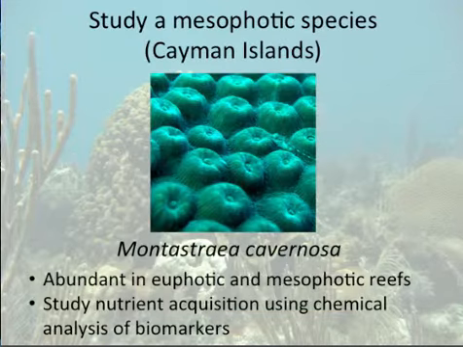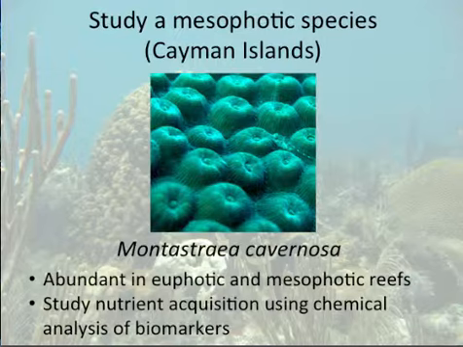So I wanted to look at a mesophotic species growing in shallow environments as well as deep environments, and look at its nutrient acquisition using chemical analysis of some of these biomarkers. So Montastraea cavernosa grows in both shallow reefs and in mesophotic reefs, and it grows quite well.